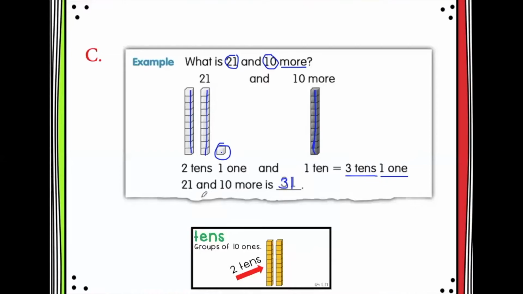You could also skip count by 10. You could say 21, 31. You could also use a 120s chart. And if you remember from a few problems back, if you want to find 10 more on a chart, you go down through the floor toward the greater numbers.